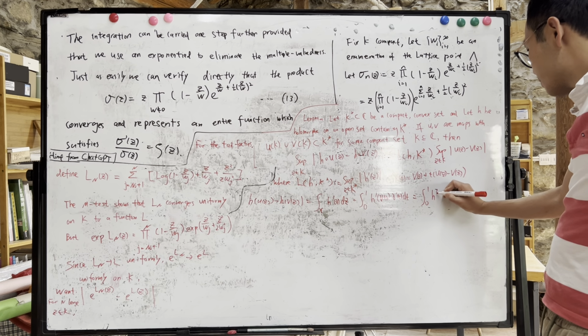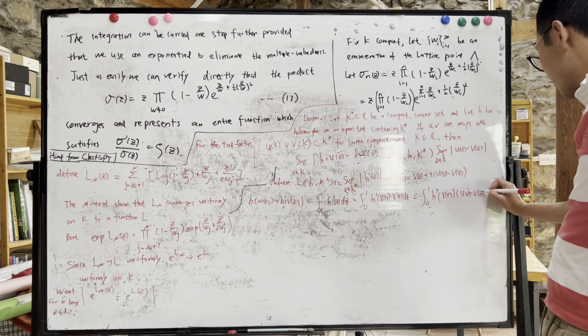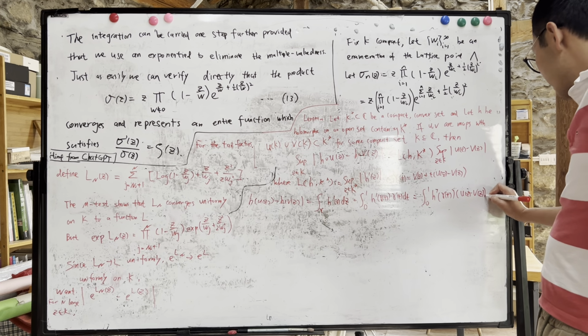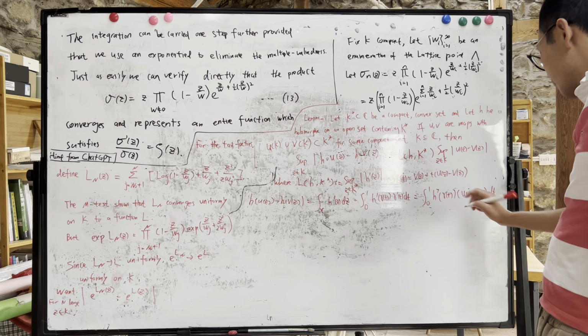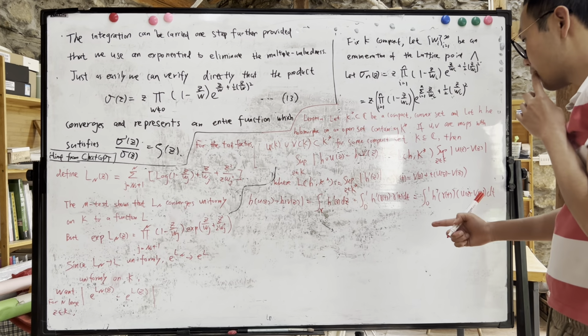H prime of gamma t times uz minus vz, dt. Okay. So this is true by the fundamental theorem of line integral.